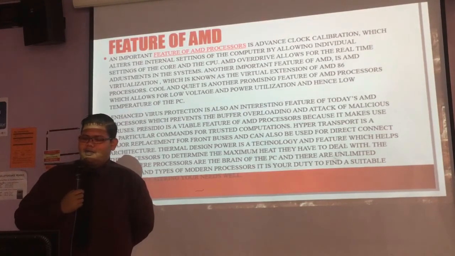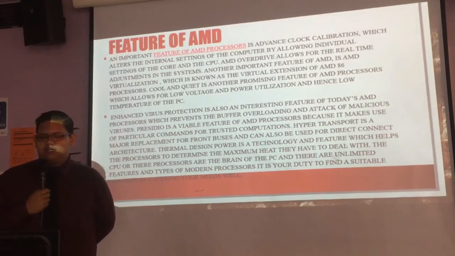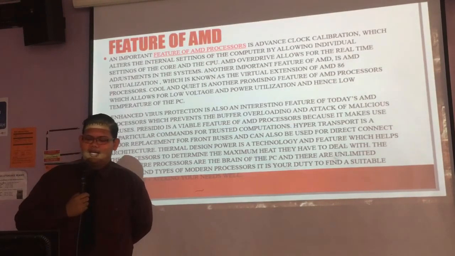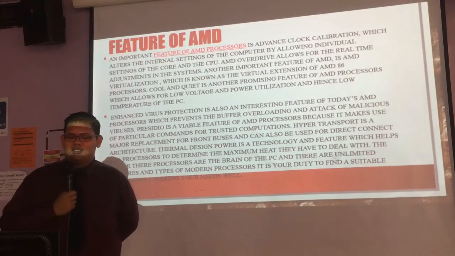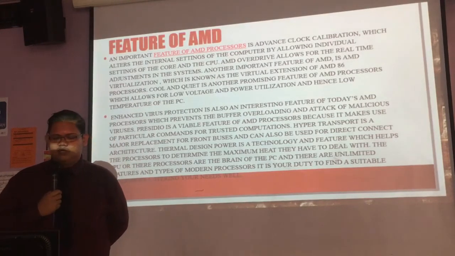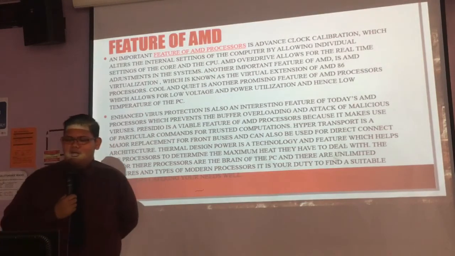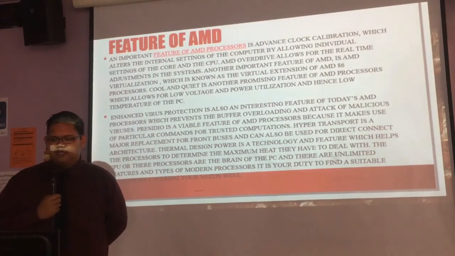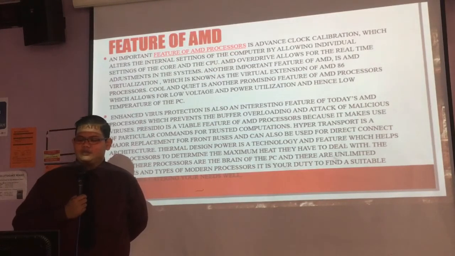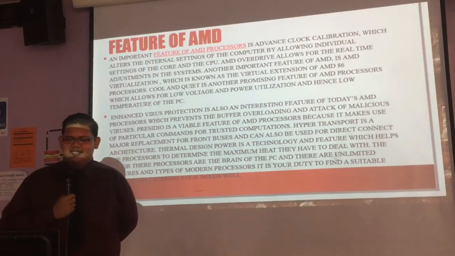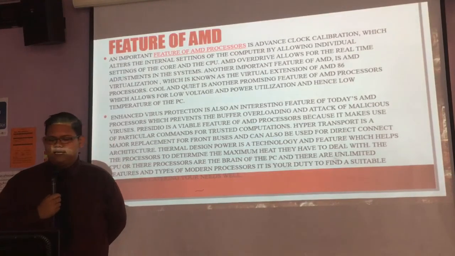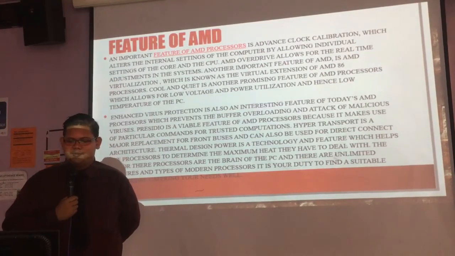Next, we're going to the features of AMD. An important feature of AMD processors is advanced calibration with the internal settings of the computer by allowing individual settings of the core and the CPU. AMD Overdrive allows for real-time adjustment in the system. Another important feature of AMD is AMD Virtualization, which is known as the virtual extension of AMD processors.